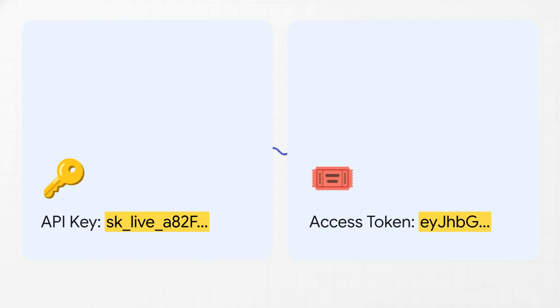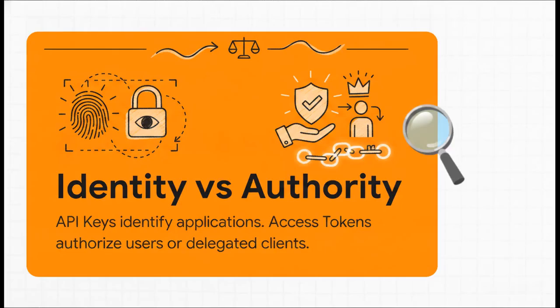Well, visually, they absolutely look like twins. They're just strings of text. But treating them as interchangeable, that is a massive architectural mistake. It's a fundamental misunderstanding that leads to highly insecure system design, mostly because they are actually solving two vastly different security problems.